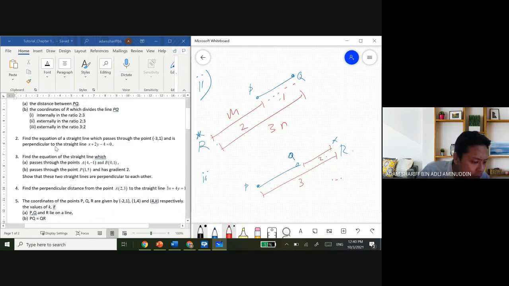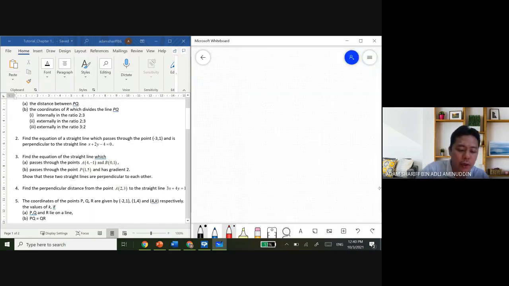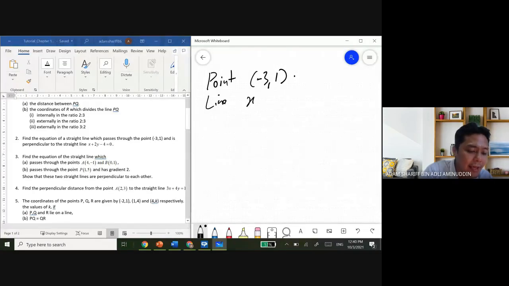Untuk yang nombor 2, find the equation of a straight line which passes through and is perpendicular. Okay, dia ada konsep perpendicular. So kita ada point -3, 1 and also one equation of a line such that x plus 2y minus 4 equals to 0, which is in the standard form, by the way.